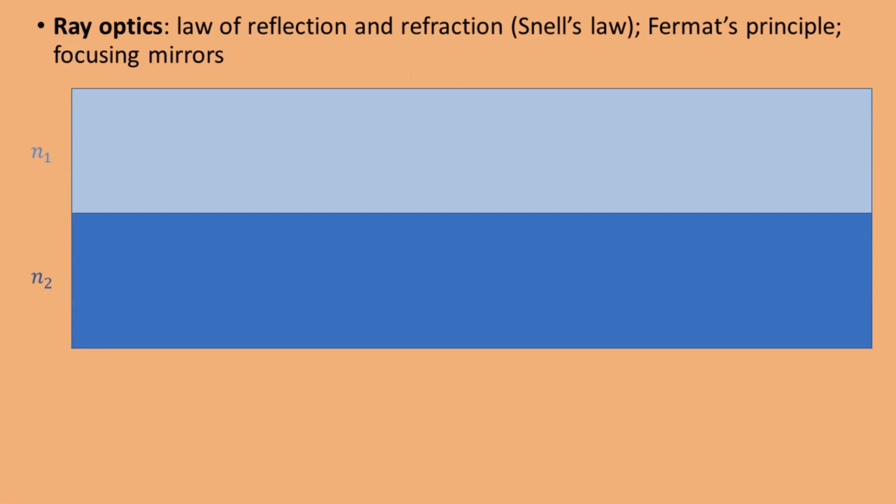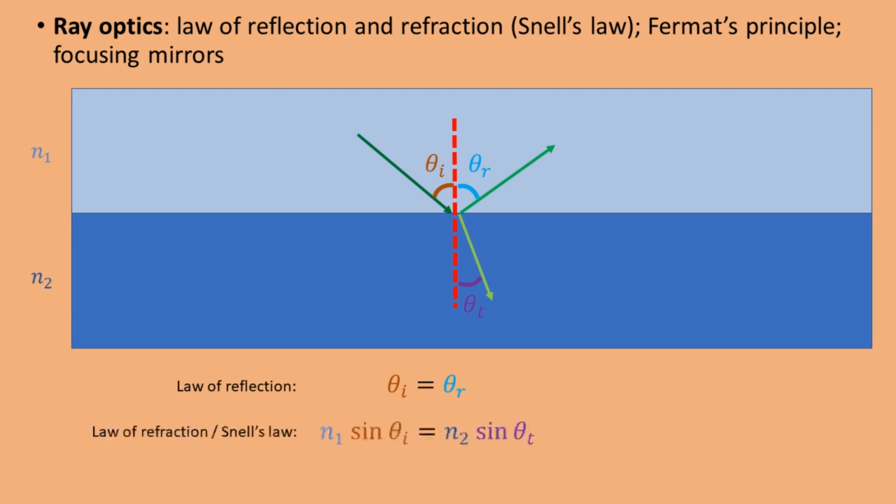So let's start with the simplest model of light, namely the ray model. When a ray of light strikes the interface at an incident angle of theta i, it can be reflected at an angle of reflection theta r, or it can be transmitted at an angle theta t. The angle at which the light is reflected is described by the law of reflection, which says that the angle of reflection is the same as the angle of incidence. If the light is transmitted and refracted, the angle of refraction can be found using Snell's law.